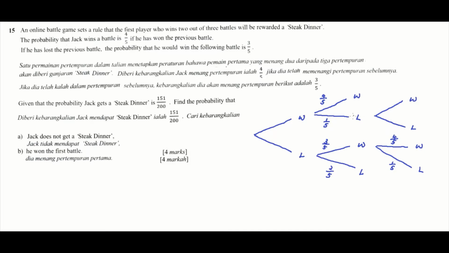Alright, so the same thing: if he lost here, then the probability for him to win the next round is 3 over 5 and loss is 2 over 5. So we have all the rough figures here.